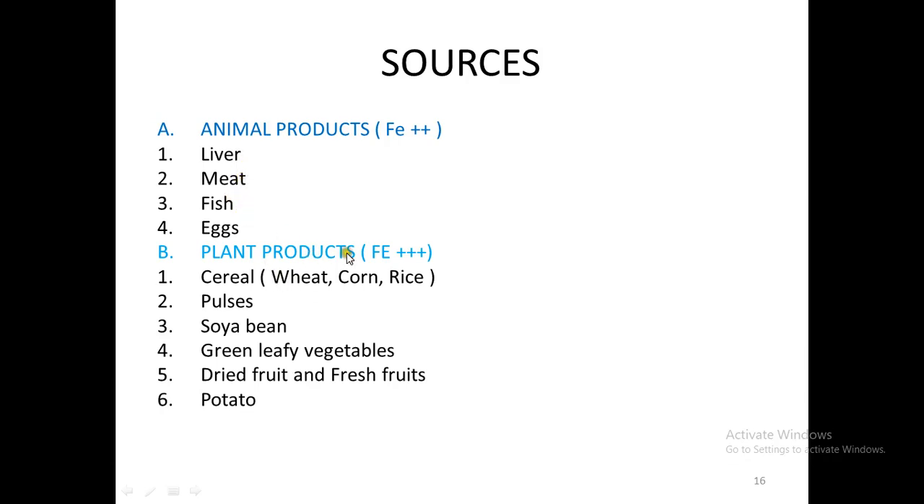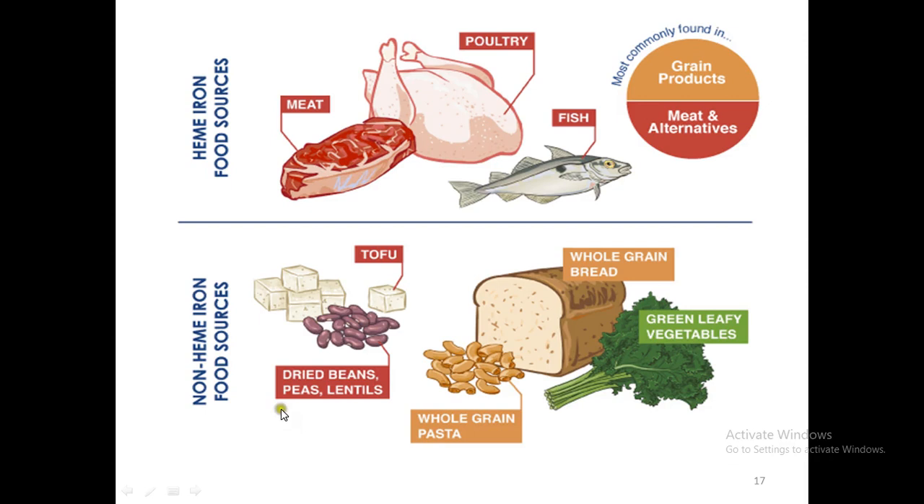Plant products also contain iron, but here the iron is in the ferric form, trivalent iron. And this is not so well absorbed by the human body unless it is converted to the ferrous form first inside the GIT. So this ferric form of iron is found in cereals like wheat, corn, rice, pulses, soya beans, green leafy vegetables, dried fruits, fresh fruits, potatoes, etc. So these are the various substances which are rich sources of iron.